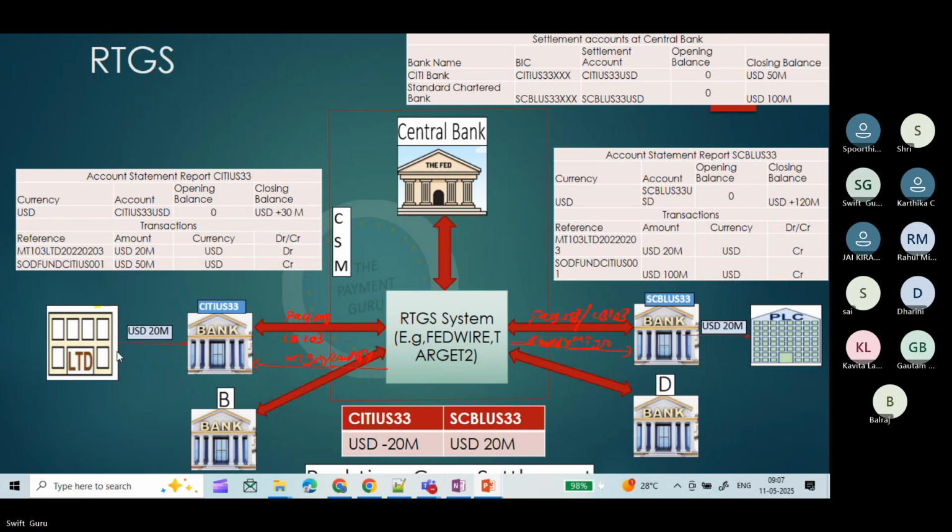So let's take an example here. LTD is one of the corporate customers who holds an account in a CTUS bank, and wants to make a fund transfer of USD 20 million within the country to another corporate customer whose name is PLC, who holds an account at the Stanza Bank US. They are both in the same country. LTD has chosen Fedwire as the payment mode.